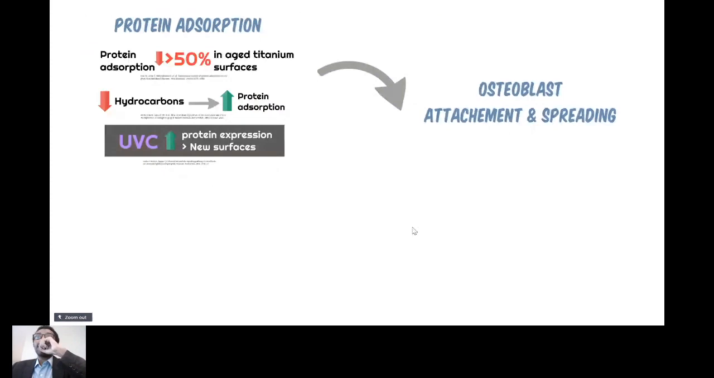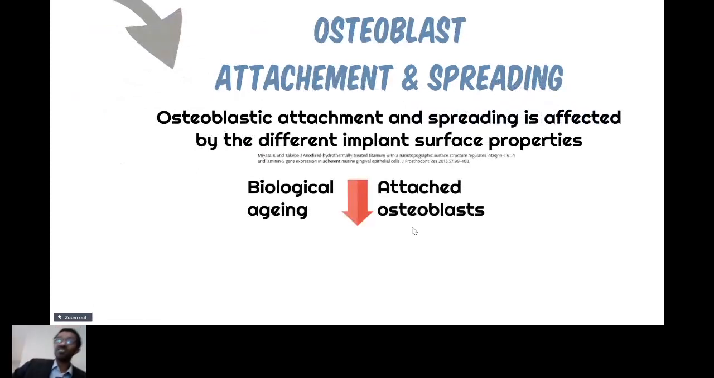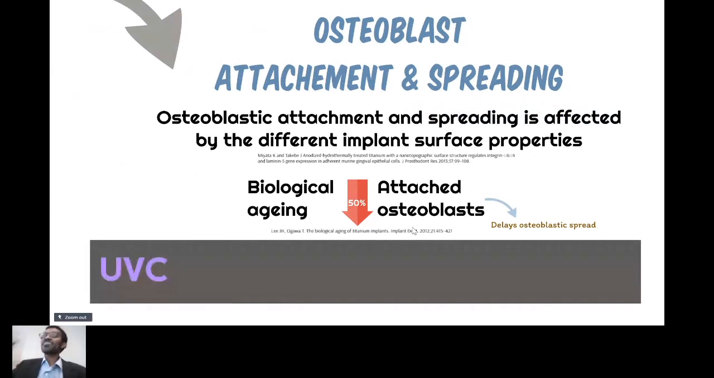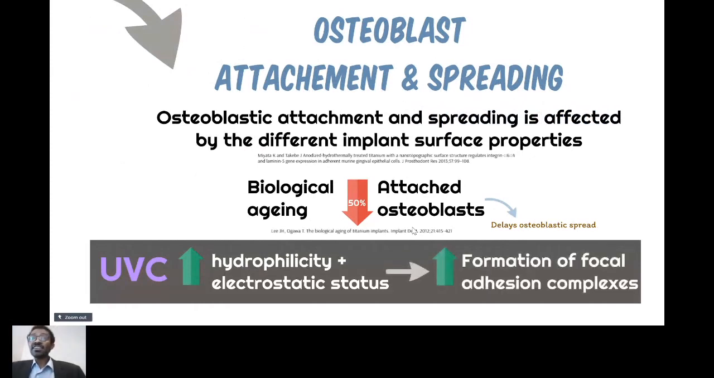The second effect is that, because you have more protein absorption, you also have more osteoblastic attachment and spreading. Osteoblastic attachment and spreading is affected by different implant surfaces, and biological aging decreases the number of attached osteoblasts by 50%, and therefore delays osteoblastic spread. So if you have an aged titanium surface, you have fewer osteoblasts attached to the surface, and therefore less osteoblastic spread by default. UVC increases the hydrophilicity and electrostatic status, and therefore increases the formation of focal adhesion complexes at the surface of our implant. So you have more osteoblastic attachment and more spreading.